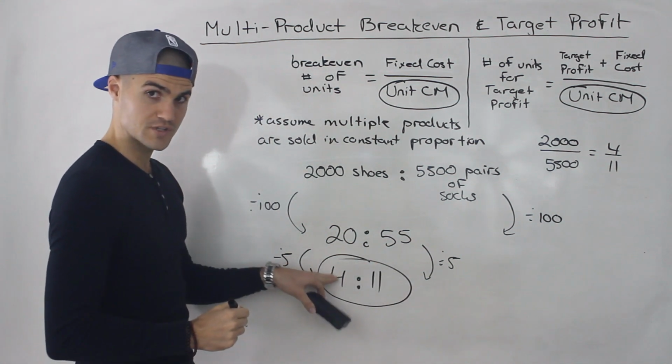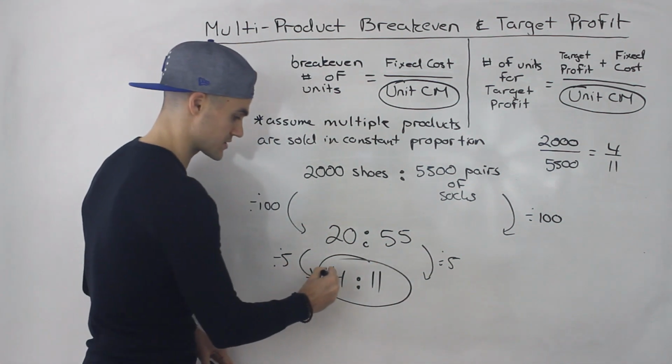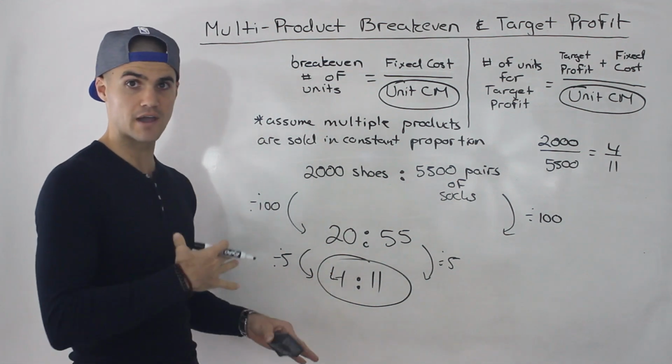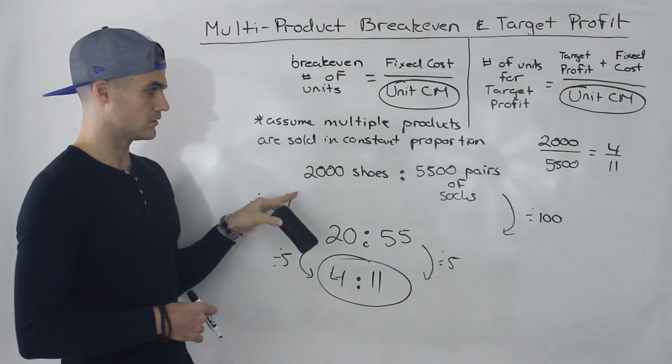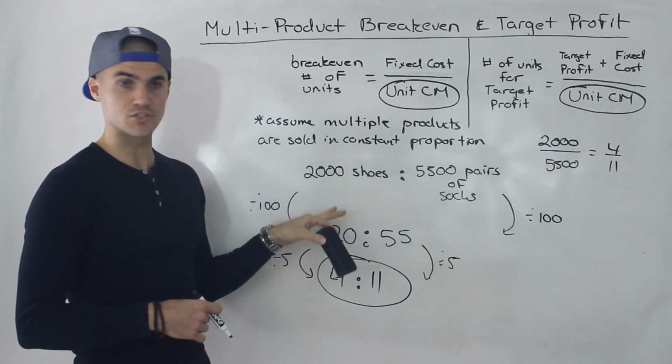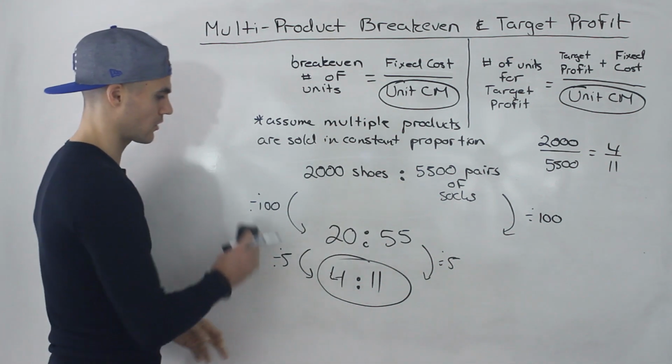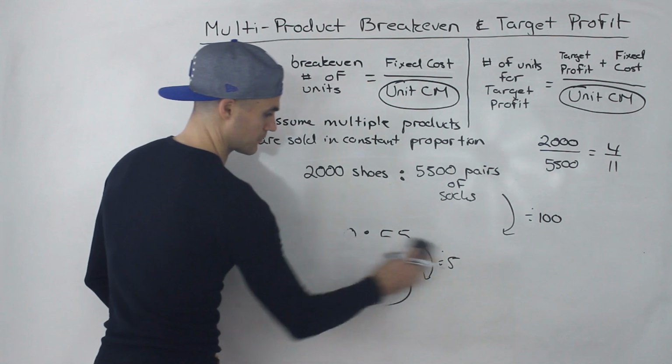So for every 4 shoes that we sell, 11 pairs of socks. You always have to get the simplified proportion. Now, you don't necessarily have to be dealing with only 2 products, so you can have 3 products as well. So let's do another example.